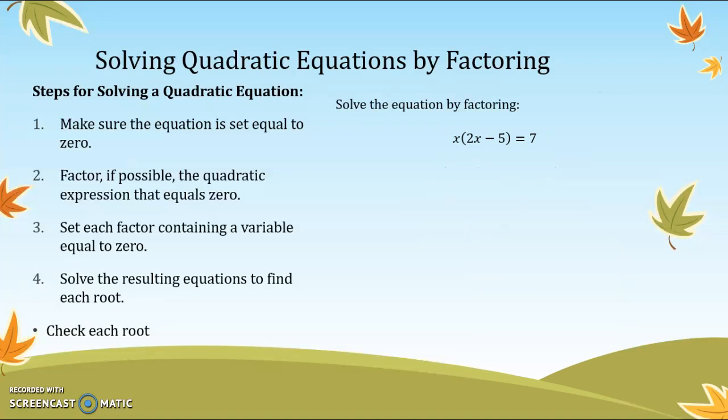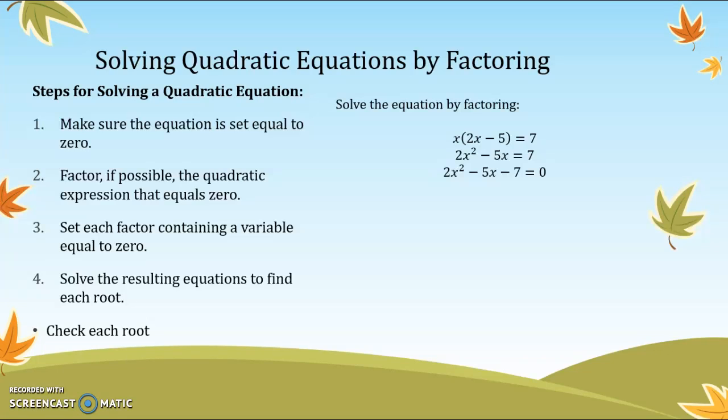I've got x times 2x minus 5 equals 7. Sometimes we have to simplify before we can find the quadratic form, so we need to distribute to get rid of those parentheses, giving me 2x squared minus 5x equal to 7. We now have to set this equal to 0, so I'll subtract 7 from both sides to set it equal to 0. I do not see that we have a greatest common factor.